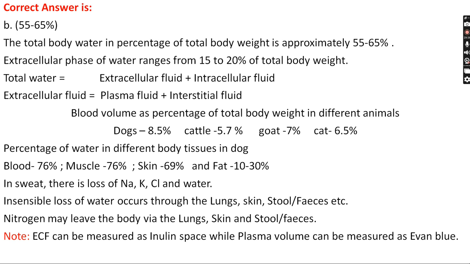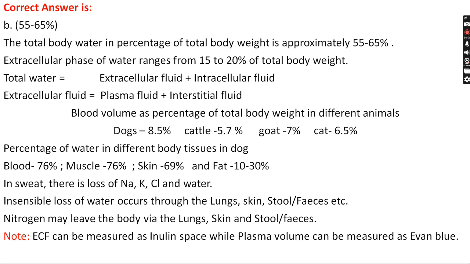Okay, the total body water, if we're talking about percentage of the total body weight, is that 55 to 65% of total body weight is actually water. Inside that water, the extracellular water is 15 to 20% of total body weight. We all know that total water means there's extracellular water and there's intracellular water.